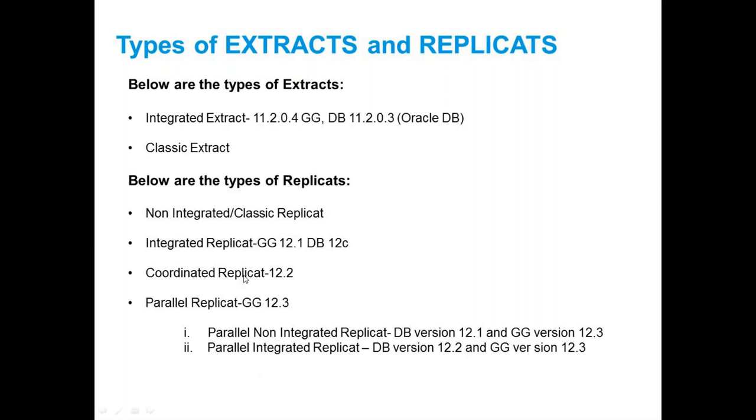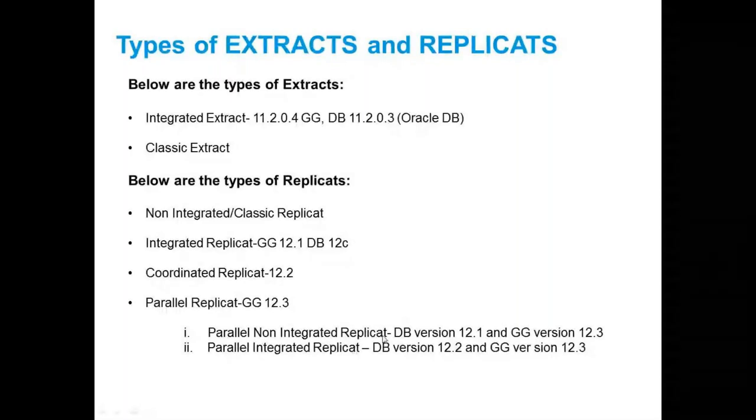Coordinated replicate was introduced basically to parallelize, or run multiple threads of, your classic replicate. Now from 12.3 onwards, you have parallel replicate introduced. Parallel replicate is the latest version of replicate, which is almost 5 times faster than its contemporary replicate. There are two types of parallel replicate available: parallel non-integrated replicate and parallel integrated replicate.